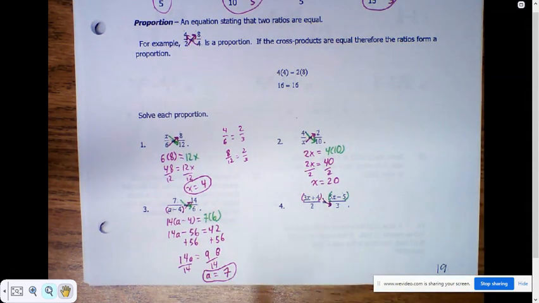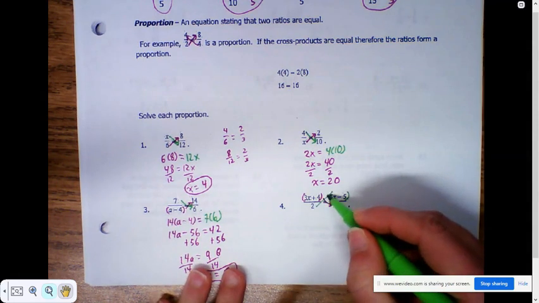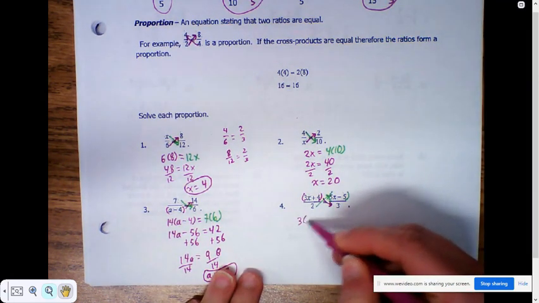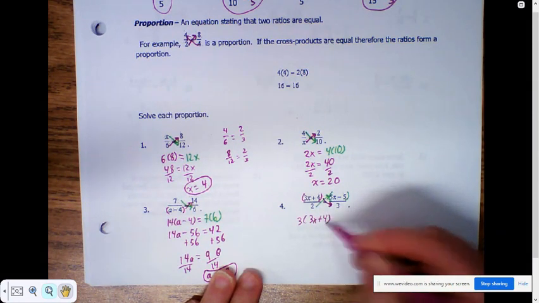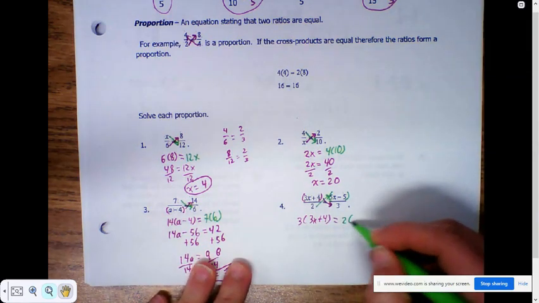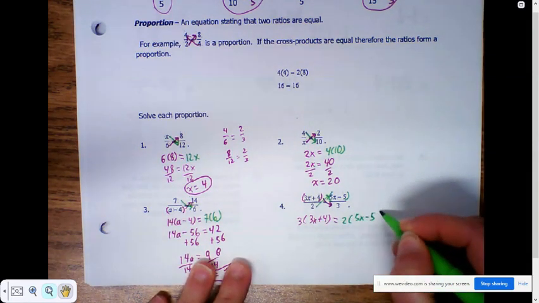And cross multiply. So I'm going to have 3 times 3x plus 4. That's why the parentheses are super important. Equals 2 times 5x minus 5.